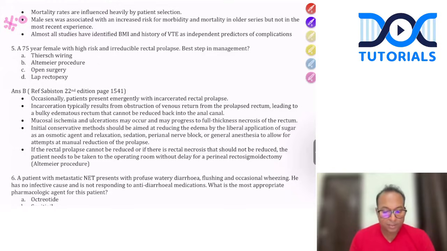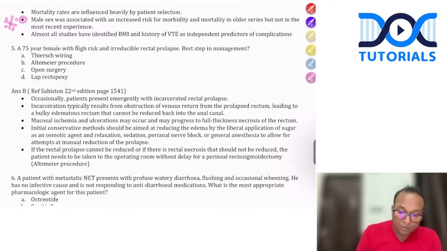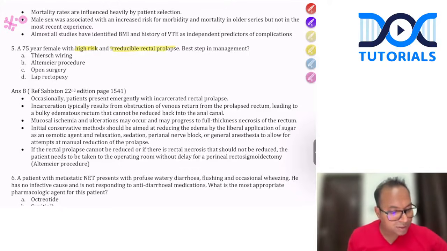Okay. So this 75-year-old female with a high risk has an irreducible rectal prolapse. What is the best management for this case? So very high risk female, that itself gives a treatment. 75-year-old female, irreducible, high risk. Naturally, you know the answer. What is the answer for this?